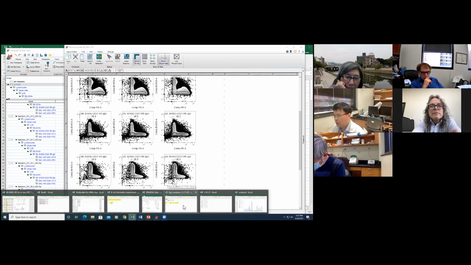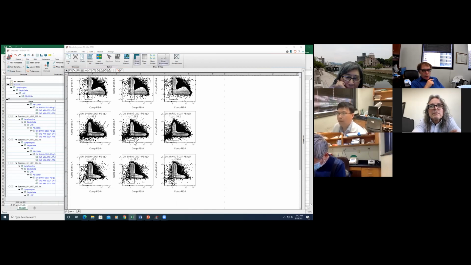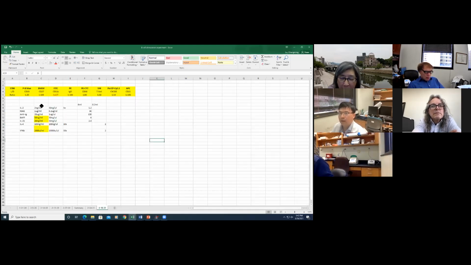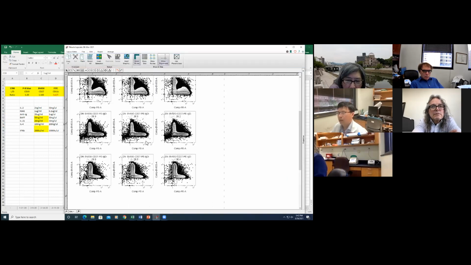Let me make sure what condition I used here. So this is the same culture conditions, but of course you use anti-human IgE. Yeah, but can you go back to the FACS data? One micron. Here is the condition. Exactly. Yes, the FACS data. So yeah, this one.